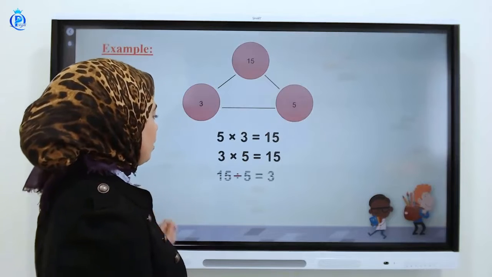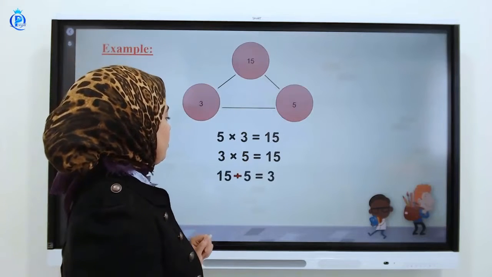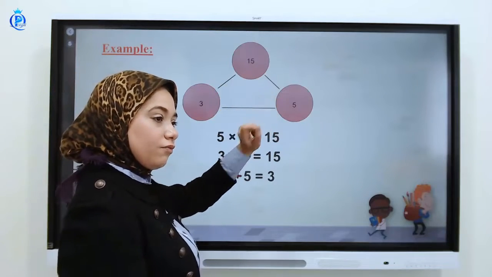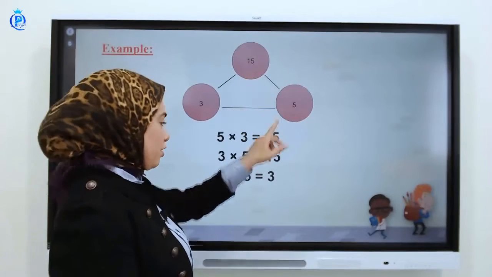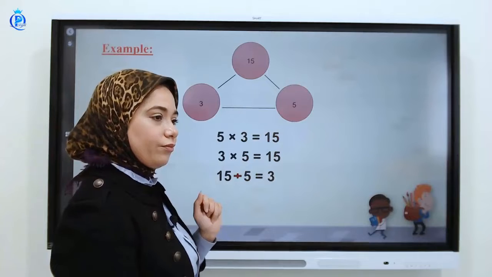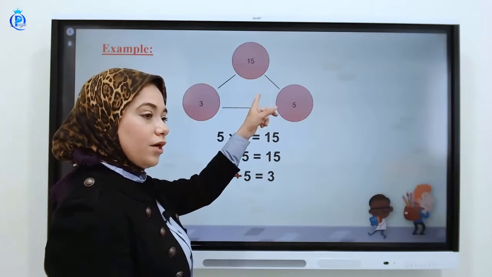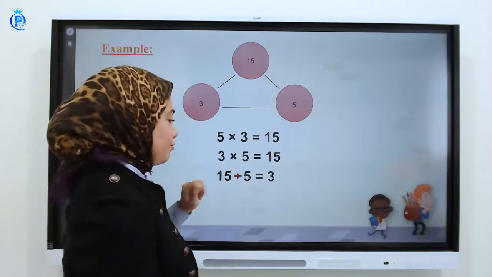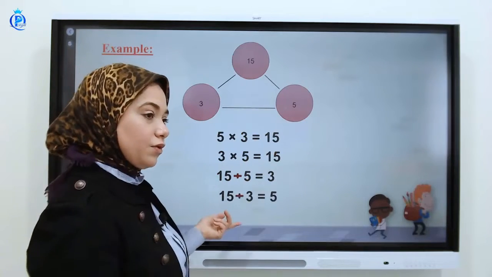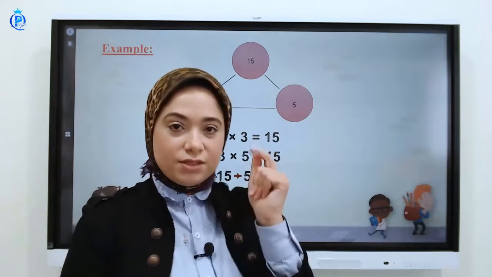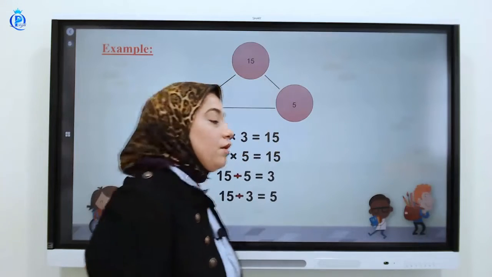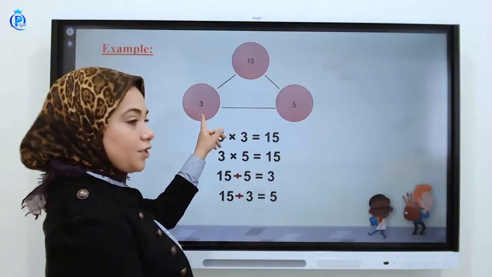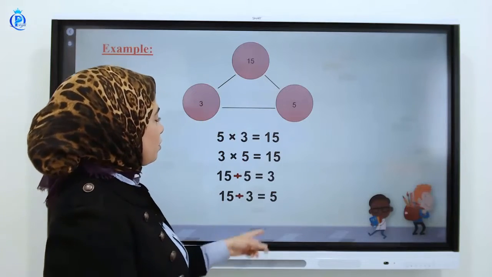Okay? Now, what if I divide 15 divided by 5? 15 divided by 5 equal 3. I will get the third number. Fourth equation, can you tell me? Yes, you are correct. The fourth equation is 15 divided by 3. I will get the third number, which is 5.